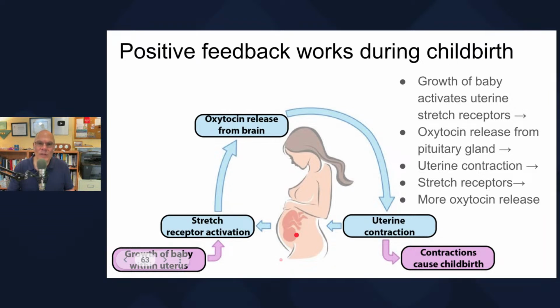A positive feedback loop leading to childbirth: oxytocin leads to uterine contraction, leading to more uterine contraction, leading to more oxytocin. That's how the system works. It's positive feedback. And of course, once the baby is born, then the system shuts down because the uterus isn't being stretched anymore.